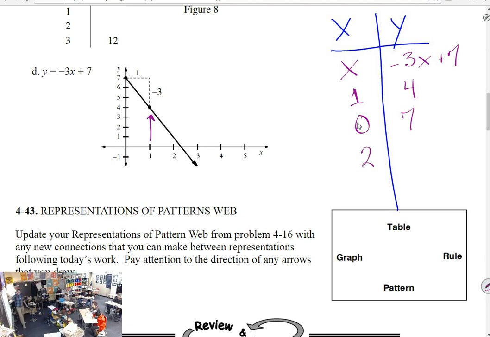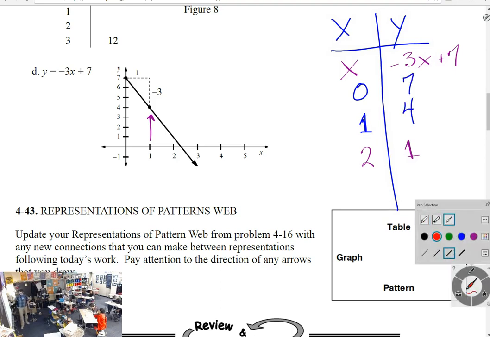But then if we look at 2, we could plug in a 2 here. We get 1. Now I'm going to really quickly move this around to make it easier for you guys to see. I should have done this from the get-go. My apologies. What do you see happening? Tyler. Take away 3 every step we take.